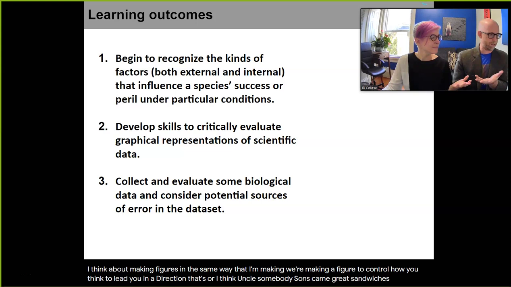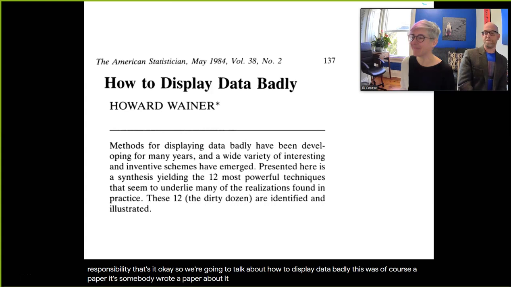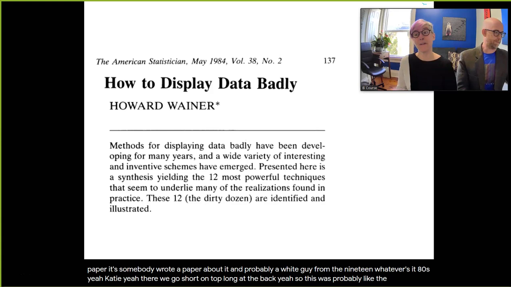Okay, so we're going to talk about how to display data badly. This was, of course, a paper. Somebody wrote a paper about it, probably a white guy from the 80s. So this was probably the funny paper that he wrote in his career.